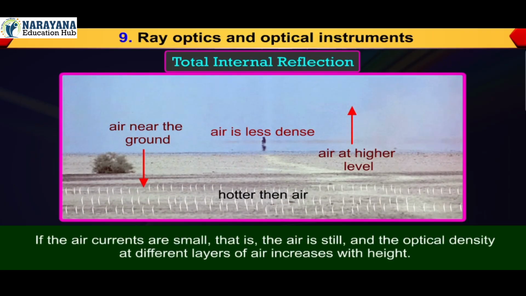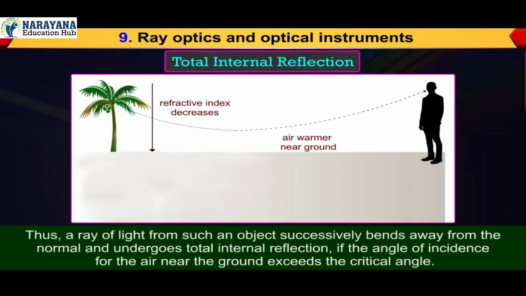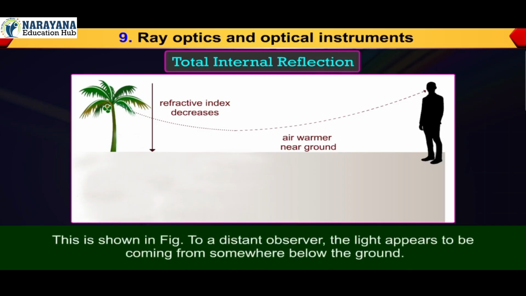If the air currents are small, that is, the air is still, the optical density at different layers of air increases with height. As a result, light from a tall object, such as a tree, passes through a medium whose refractive index decreases towards the ground. Thus, a ray of light from such an object successively bends away from the normal and undergoes total internal reflection if the angle of incidence for the air near the ground exceeds the critical angle. This is shown in the figure.